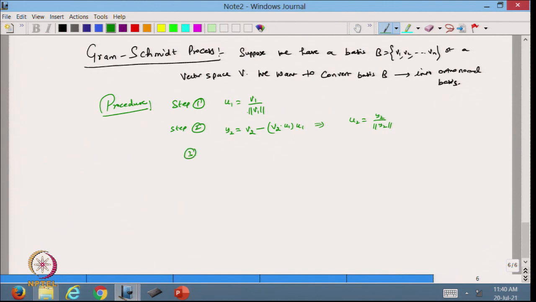Then step 3: I take y3 as v3 minus its projection on the plane spanned by u1 and u2. That is taking its dot product with u1, u1, plus v3 dot u2, u2. So it is the projection on that plane. I take v3 minus that projection. This is perpendicular, and from here I normalize. I make it u3, which is y3 divided by its magnitude, and we keep going like this.